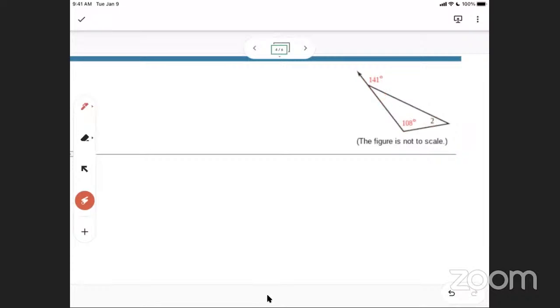180 degrees. This angle is 180 minus 141, right? Because that whole angle is 180. So this angle is whatever 180 minus 141 is, which is 39. Does that make sense? Yeah, so our second angle is 39.